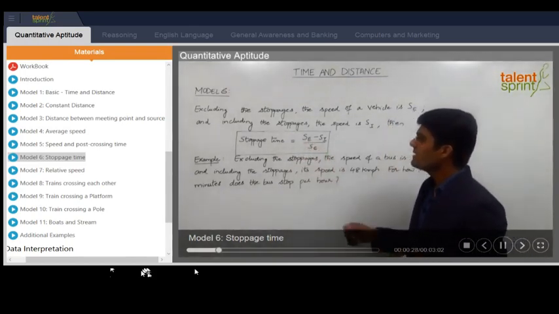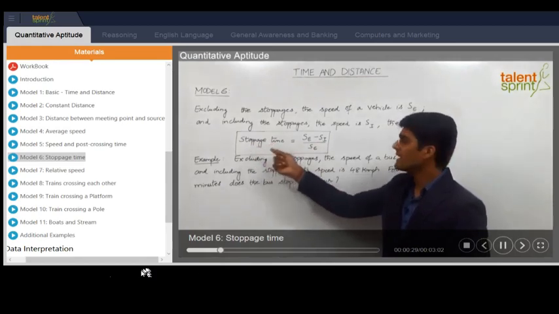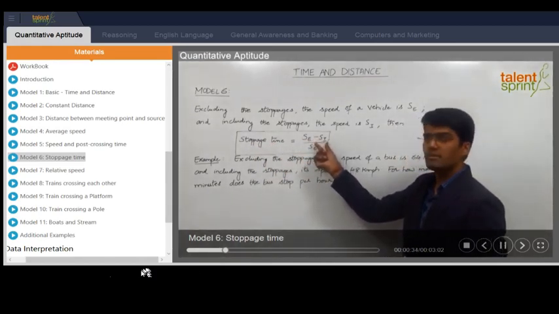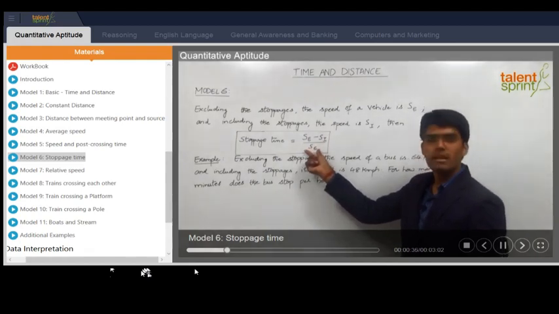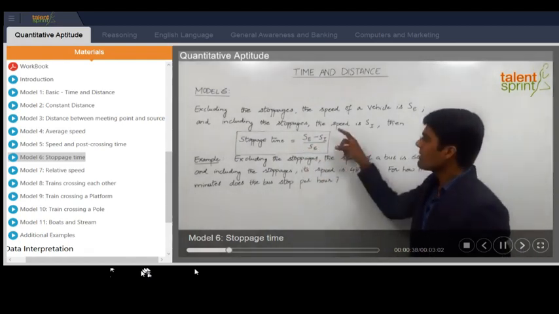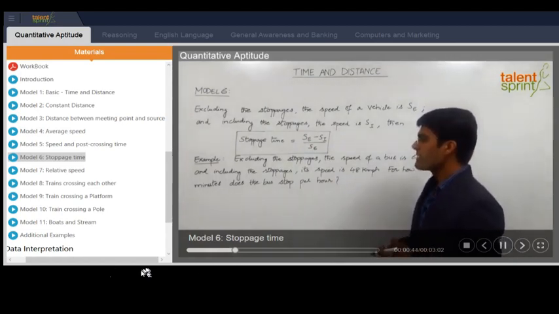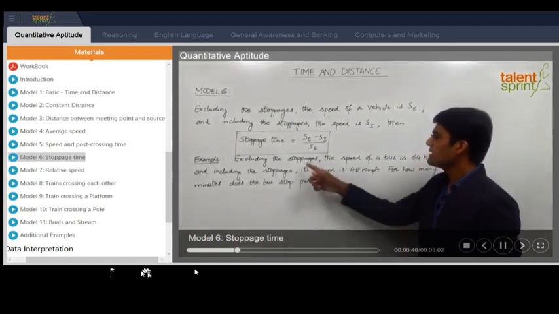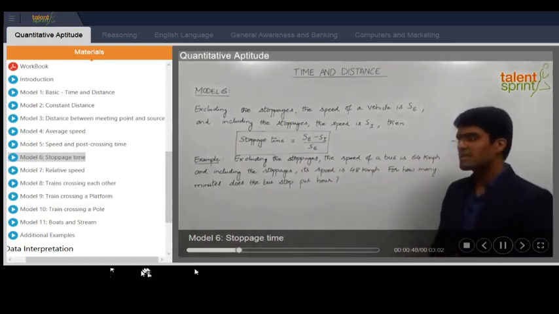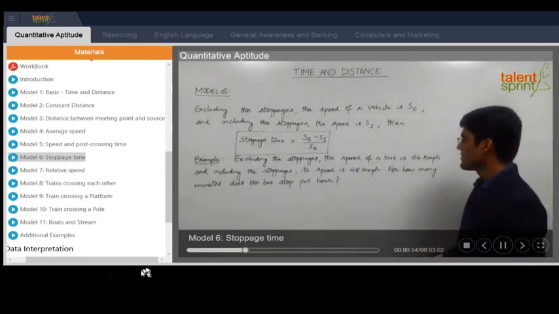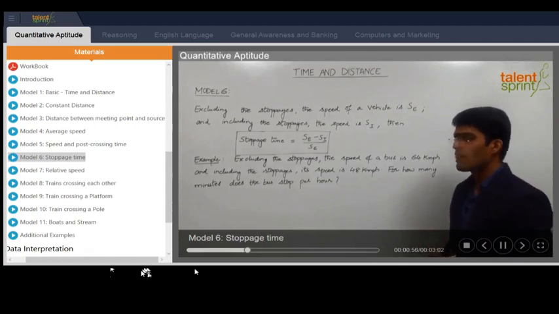So here, as you can see, we can take the stoppage time directly as the speed excluding the stoppages minus the speed including the stoppages, divided by the speed excluding the stoppages. So with the help of this simple formula, we can find out the stoppage time directly without writing any further steps. Let's look at an example here. Excluding the stoppages, the speed of a bus is 64 kilometers per hour, and including the stoppages, its speed is 48 kilometers per hour. So for how many minutes does the bus stop per hour?